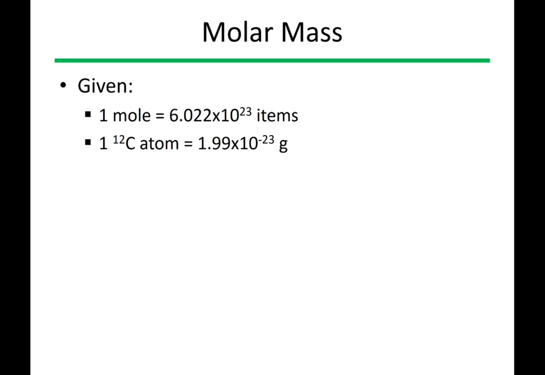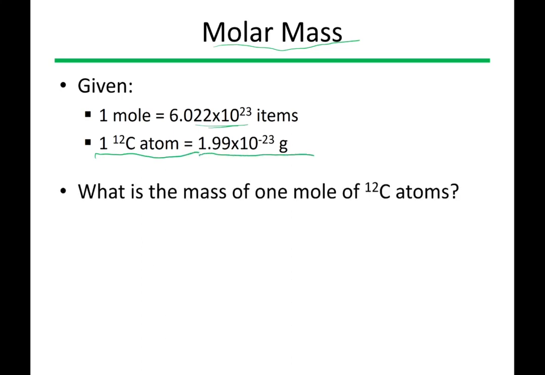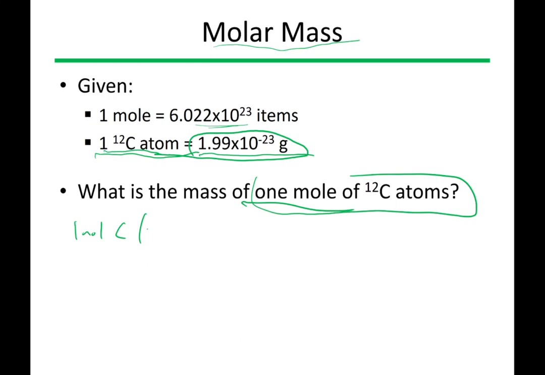So now we can talk about the mass of things in terms of molar mass. So rather than thinking about the mass of one individual atom, we can talk about the mass of a mole of atoms. So remember, 1 mole is 6.022 times 10 to the 23rd. 1 carbon atom weighs 1.99 times 10 to the negative 23rd grams. So we can find out the mass of 1 mole of carbon-12 atoms by using this calculation. So if we had 1 mole of carbon atoms, we can find out how many individual atoms that is, since we know how much an individual atom weighs. And to do this, we'll use this as a conversion factor.